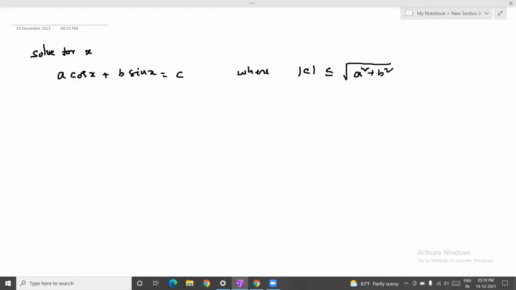Able to solve? Anyone? Students? Anyone can give the answer for this? How to proceed with this? Guys?